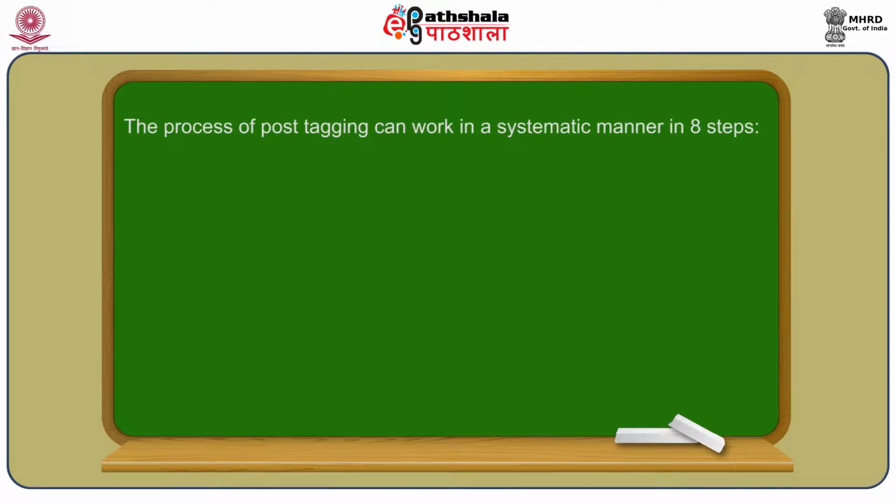So in simple words, the process of POS tagging can work in a systematic manner in the following 8 steps. Those steps are something like that. First step is identification of words within a piece of text. First, the machine has to understand that a string of characters is a word.